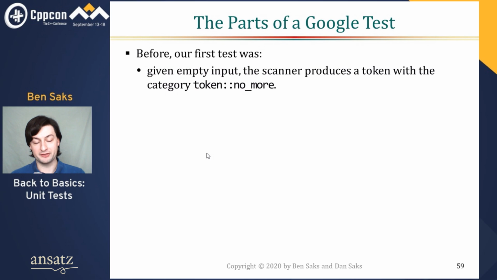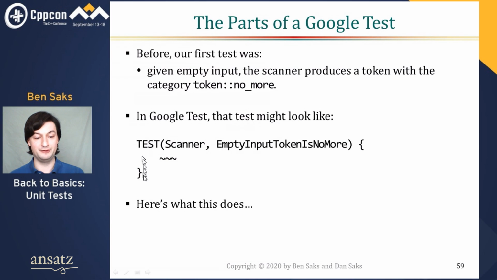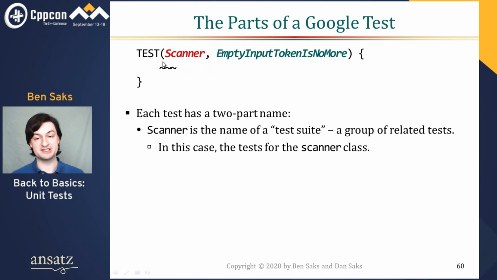So earlier, the first test that we wrote was: start with empty input, check to see that the scanner gives us a token that says category no more. So if we take that test and move it into the Google Test framework, it's going to look something like this. And here's what the different pieces of this are doing. So each test has a name that consists of two parts. The TEST here, capital T-E-S-T, is just a macro that assembles a function for running your test. And it names that function essentially based on these two pieces here. The first part, Scanner, here is the name of a test suite, as we call it, a group of related tests. In this case, they're the tests for the scanner class.